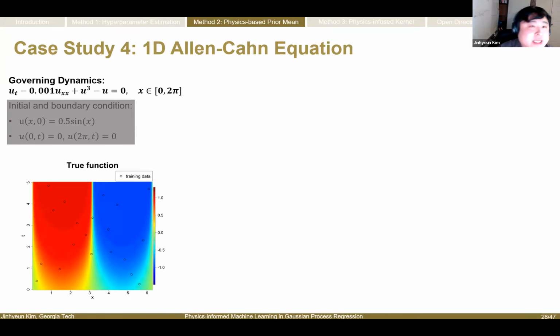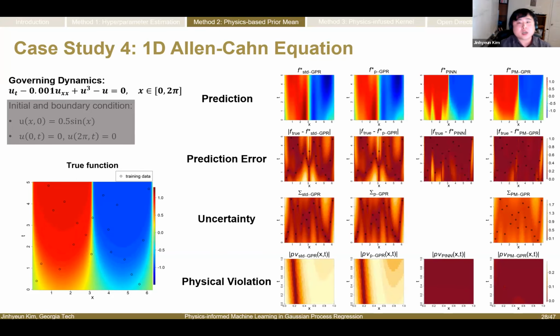The last case study is the Allen-Cahn equation. We solved the discovering dynamics for the given initial and boundary conditions using a MATLAB pseudo-spectral numerical method and generated the sparse training data set over the domain. Here as well, we show the prediction error, prediction performance, uncertainty, and physical validation amount for 4 different methods. Each column represents a different method.